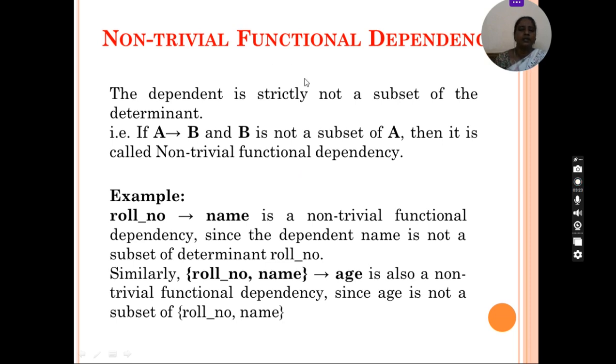Non-trivial. It states that the dependent is strictly not a subset of the determinant. If A determines B and B is not a subset of A, then it is non-trivial. Example, roll number determines name. Here name is not a subset of this determinant, so it is a non-trivial functional dependency. And in this case also, roll number, name determines age. Age is not a subset of roll number, name. So this is also non-trivial.